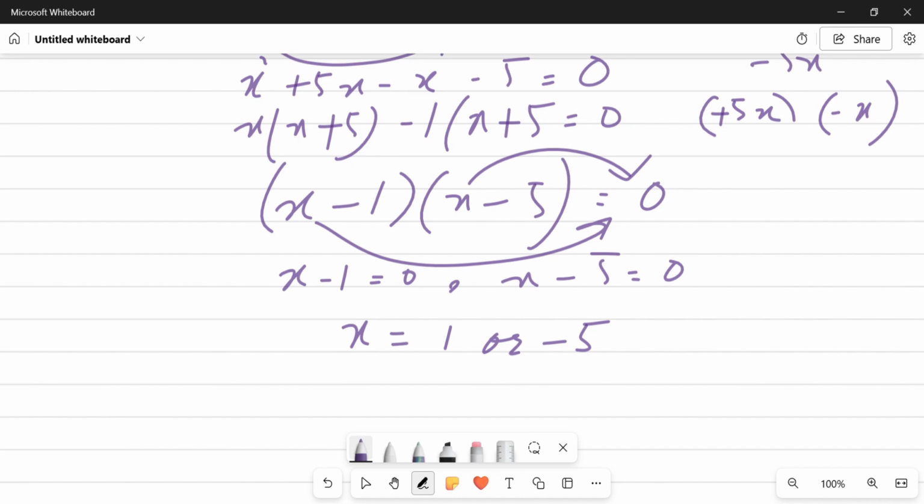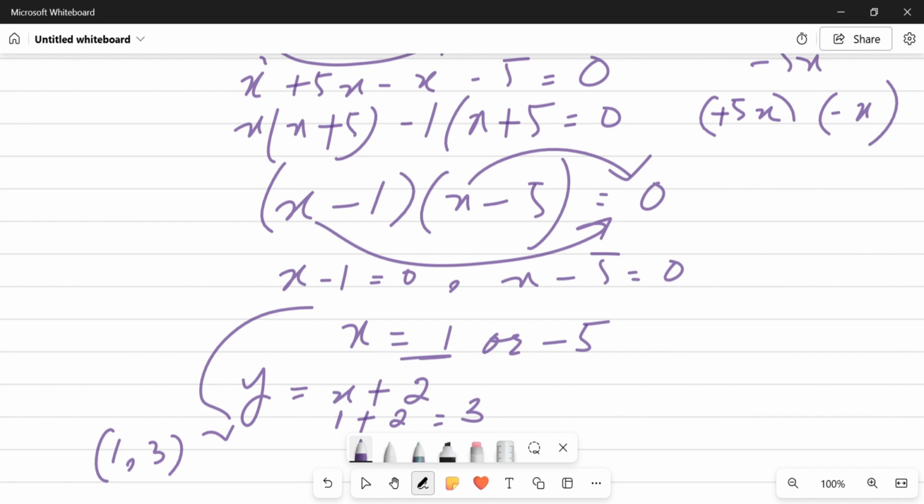what is y? Substitute, because we have found the x value is 1 or minus 5. Now take the first equation. What is the first equation? The first equation is y equals x plus 2. So when we take the first value, x is 1, plus 2, so y equals 3. So we have found the point 1 comma 3.